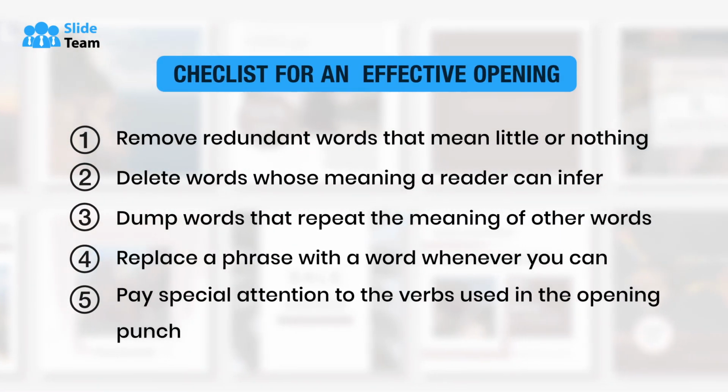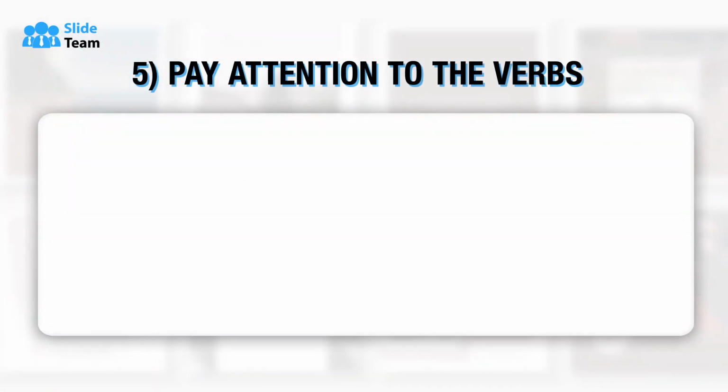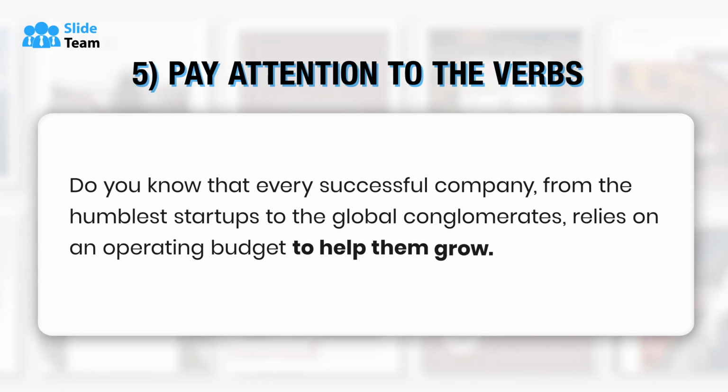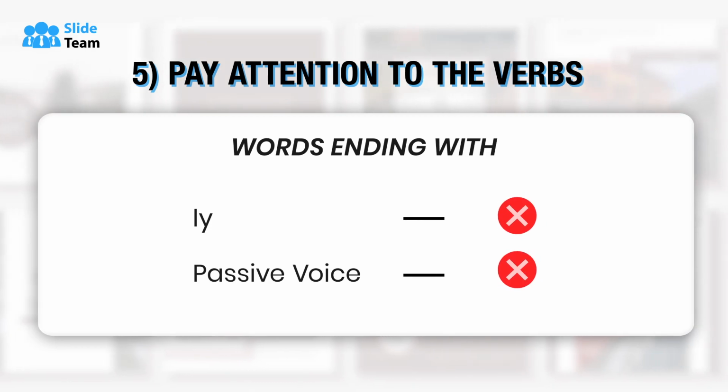And now friends, the final point on the checklist is, pay special attention to the verbs that you use in the opening punch. For instance, do you know that every successful company, from the humblest startups to the global conglomerate, relies on an operating budget to help them steer towards growth? Here there is no need for the verb steer. So you can easily say to help them grow. Words ending with ly and passive voice are also a big no.